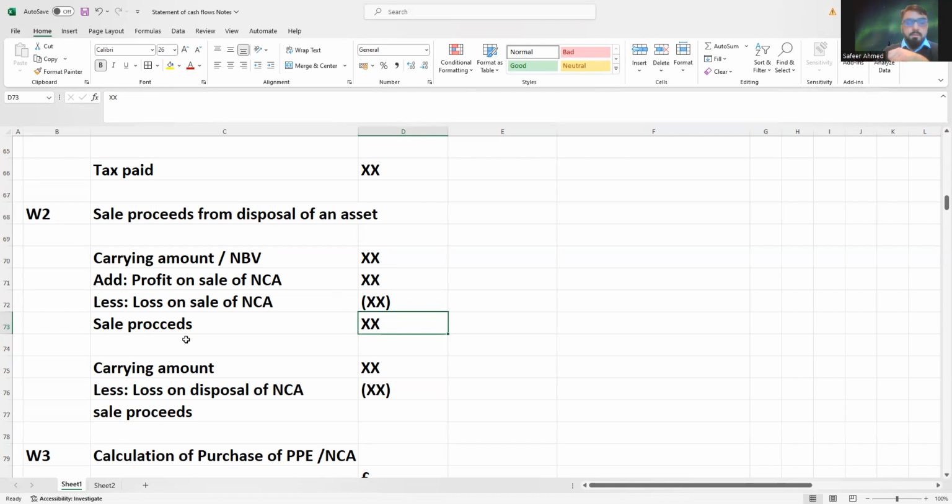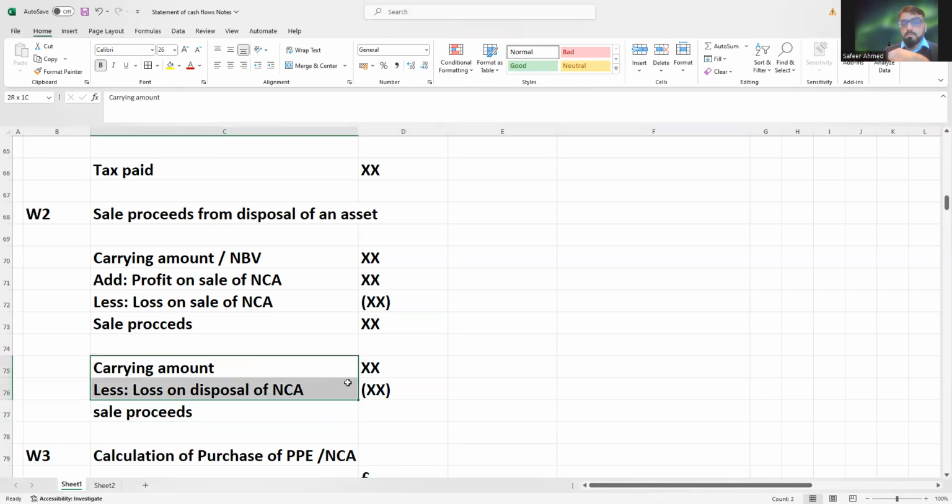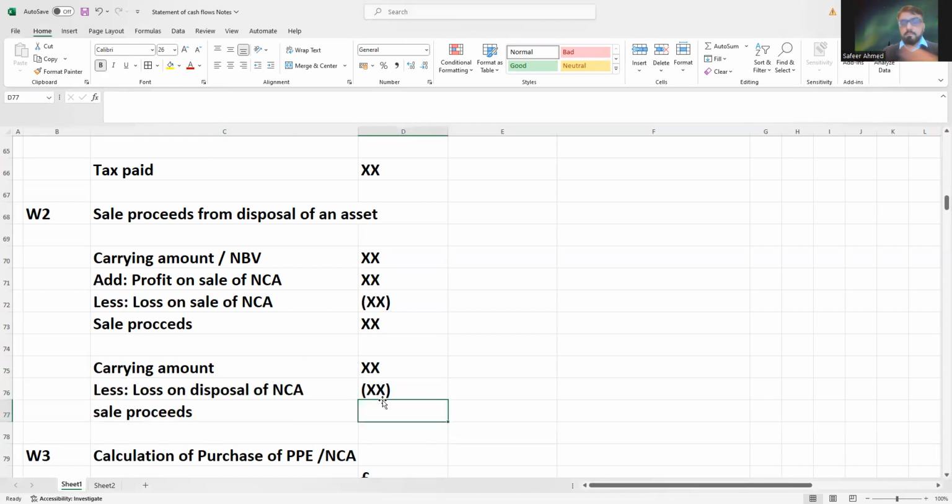So I adjusted here, but actually I have shown it here separately as well, that if it was a loss, we'll be deducting it. So this is how you will work out the sale proceeds from a sale of a non-current asset. And of course, this is cash inflow. So we will be adding it back under your investing activities, cash receipts, in other words.